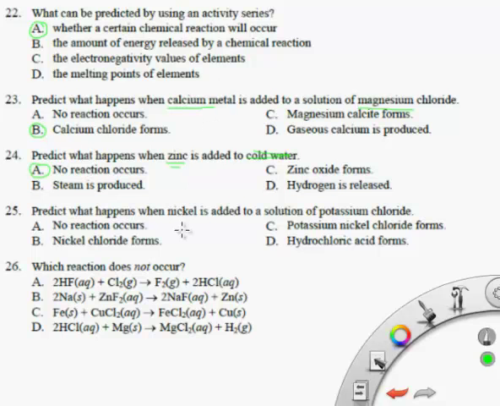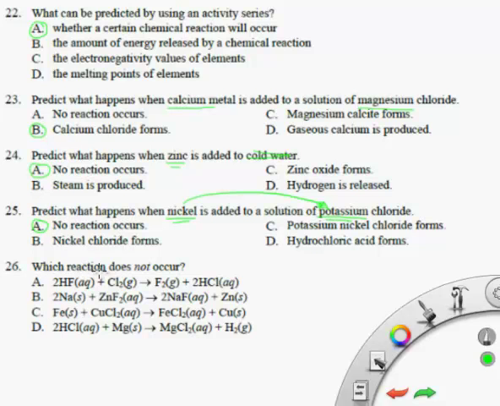Predict what happens when nickel is added to a solution of potassium chloride. Look again on the activity series. Does nickel rank higher than potassium? Nickel is a metal, potassium is a metal. So the displacement that could occur would be nickel displacing potassium. However, potassium is more active than nickel, so no reaction occurs.